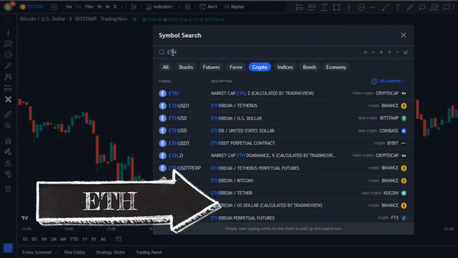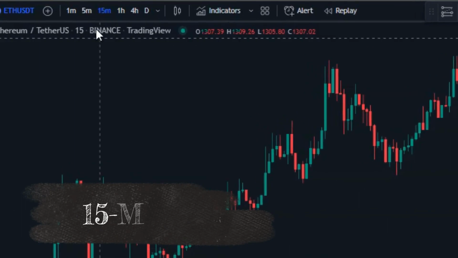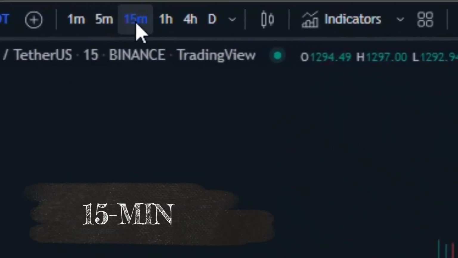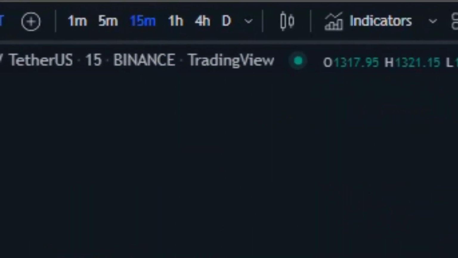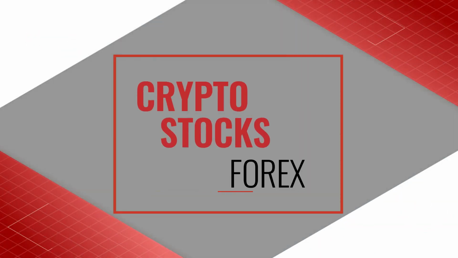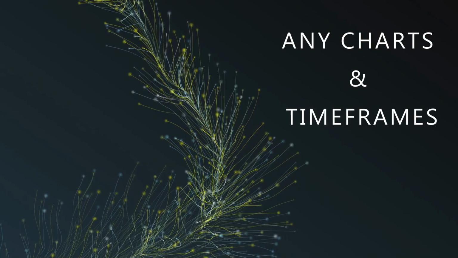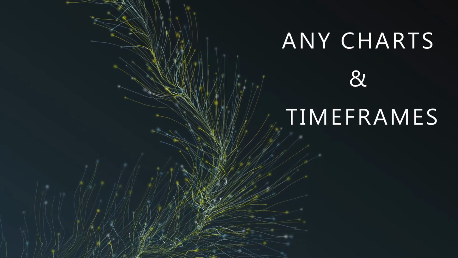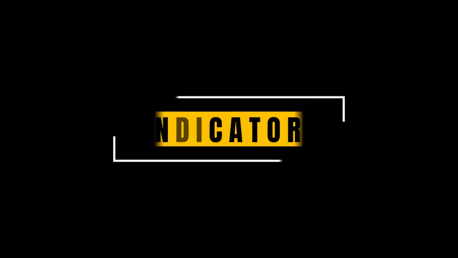And after that, I'm going to choose an Ethereum chart. And then I'm going to choose a 15-minute time frame to teach you this strategy. But I should mention that this strategy works on crypto, stocks and forex, and you can also trade with this strategy on any time frame from 1 minute to 4 hours. So now let's add our first indicator.